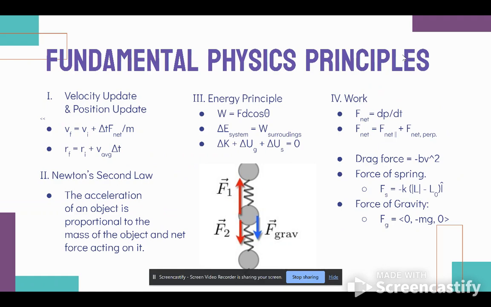Additionally, the energy principle, which states that the change in mechanical energy of a system is equal to the work done by the surroundings, is used, and you can also see the different formulas for different types of energy and work broken down. I also use different formulas for the force of drag, the force of spring, and the force of gravitation in the GlowScript code.